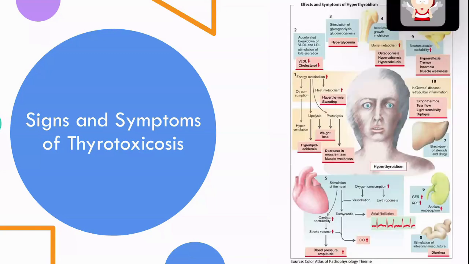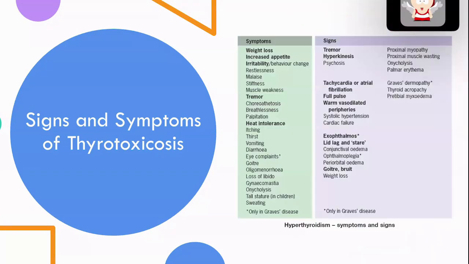And then this diagram, which speaks to similar signs and symptoms, I just thought was quite nice because it goes into the pathophysiology of each of those signs and symptoms. So I'll just pause there for a second if you want to have a look at that. Okay. And this table once again mentions similar signs and symptoms, which I think we have covered nicely.